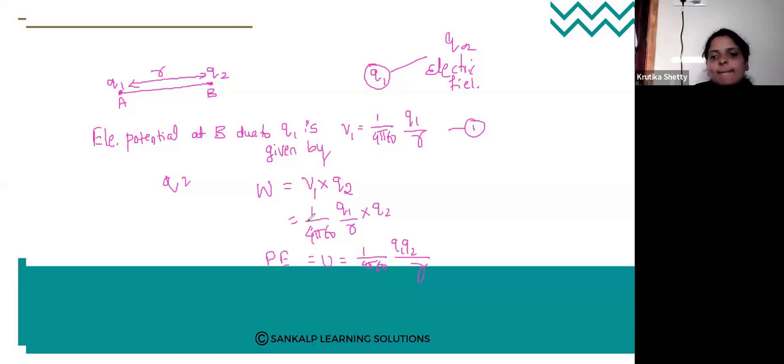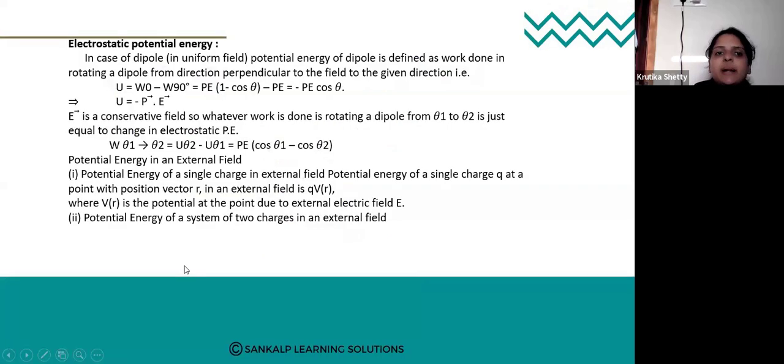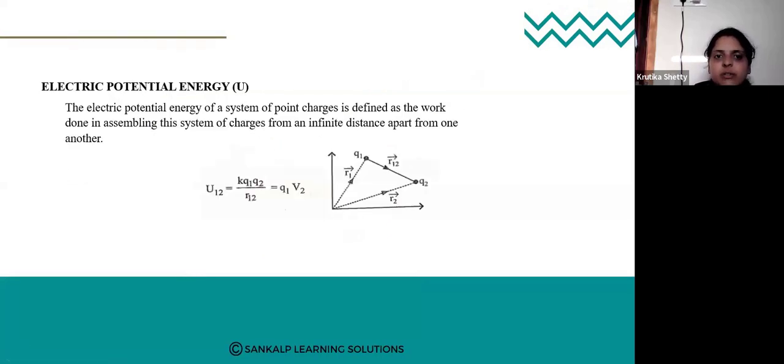Done? Okay, hope there is no confusion here, students. I'm going to the next derivation. The derivation so far was in the absence of the electric field. Next we are seeing it for the presence of the electric field. So the derivation is for the presence of the electric field. So let us see how to do it in the presence of the electric field.